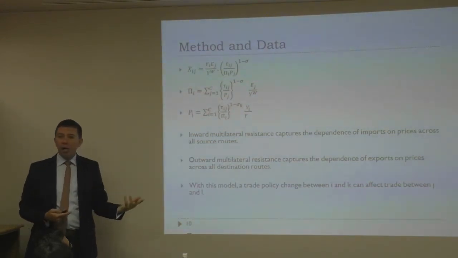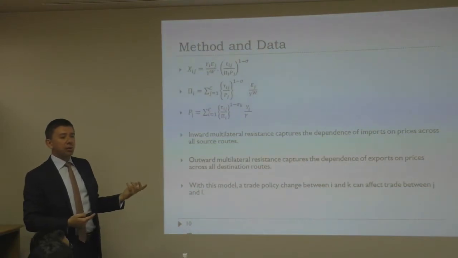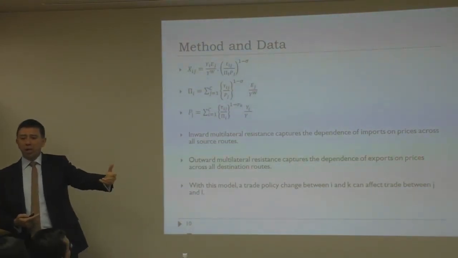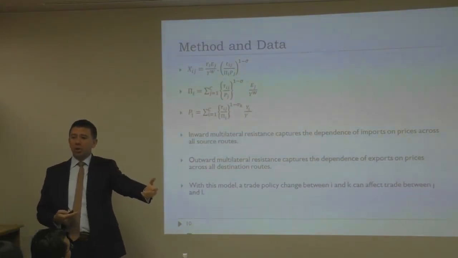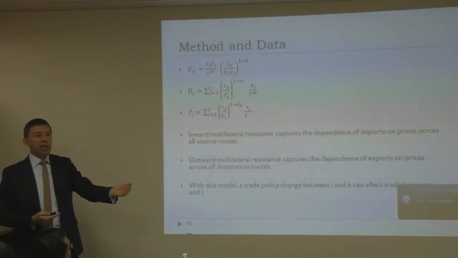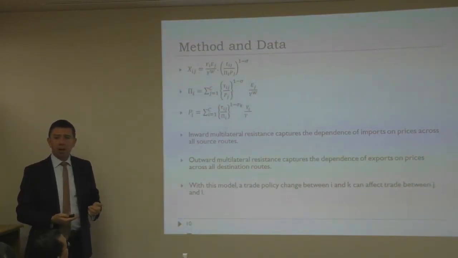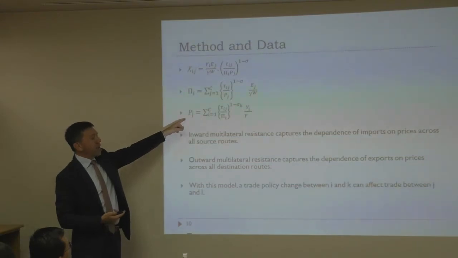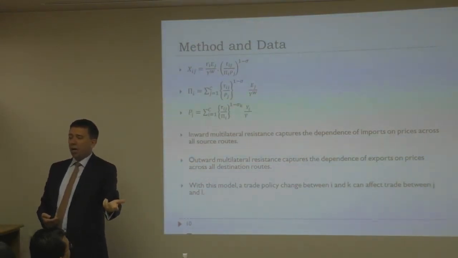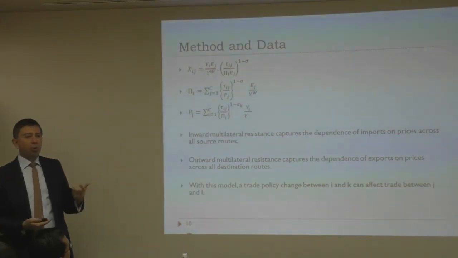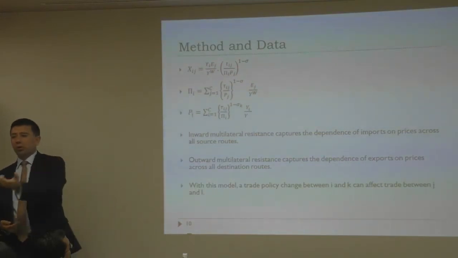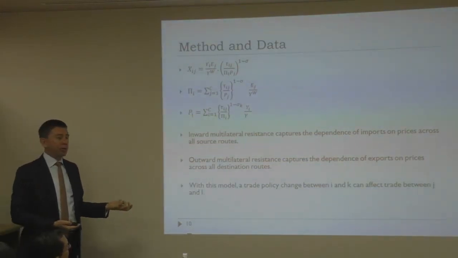Pi_i is outward multilateral resistance. That's saying that for me to export my stuff to another country, it depends not only on bilateral trade costs on that route, but also on trade costs across all other potential destination markets. Then we have P_j, which is the mirror of that. When I import from somewhere, I don't just care about trade costs on the import route. I care about those relative to trade costs across all possible import routes.